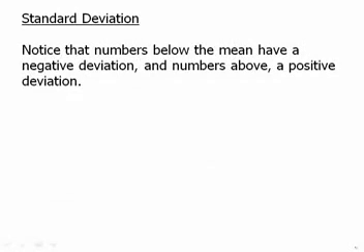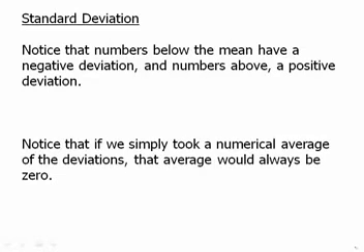Notice that numbers below the mean have a negative deviation, numbers above the mean have a positive deviation. Notice also, if we simply took a numerical average of the deviations, that average would always be 0. So what we'd like is a typical size of the deviations, but we can't simply average the deviation list because that always gives 0.